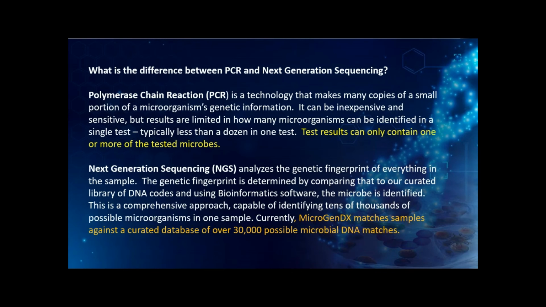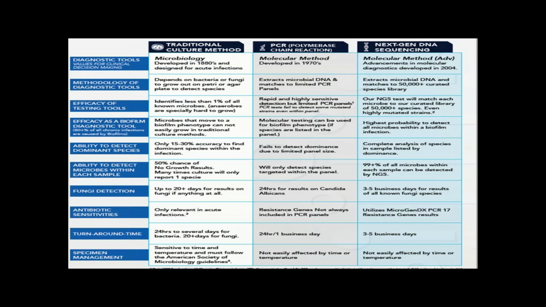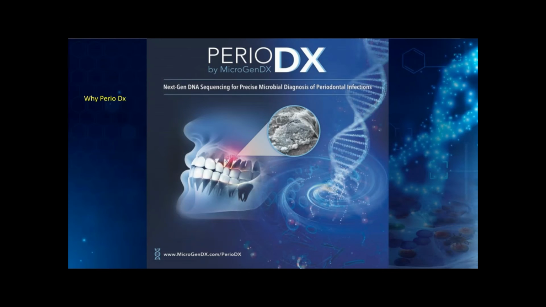Now, you do have choices. You can do your traditional culturing methods. There's nothing wrong with that, but you're only going to get about 40% of the bacteria that are there. PCR will only tell you the ones they're looking for. Our next generation sequencing will really open the door for you to understand what you're looking at.